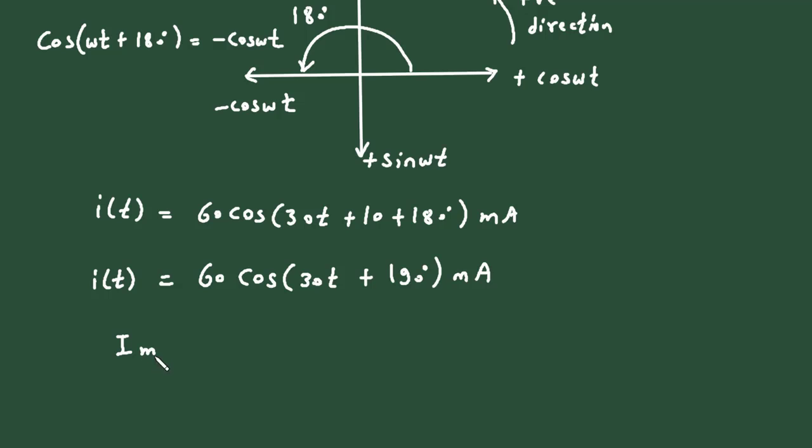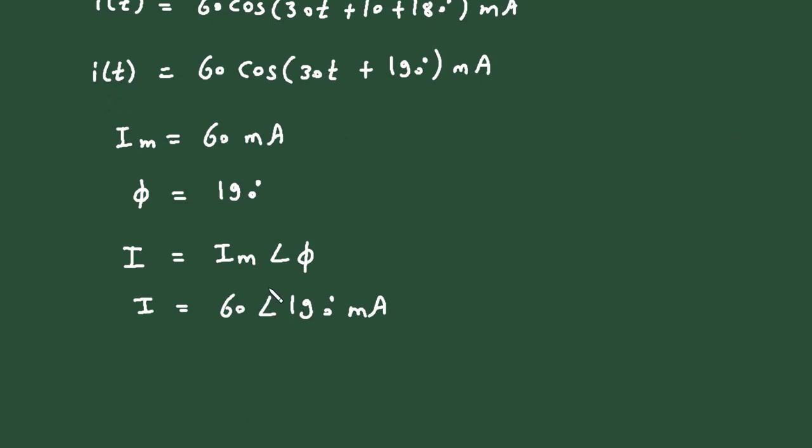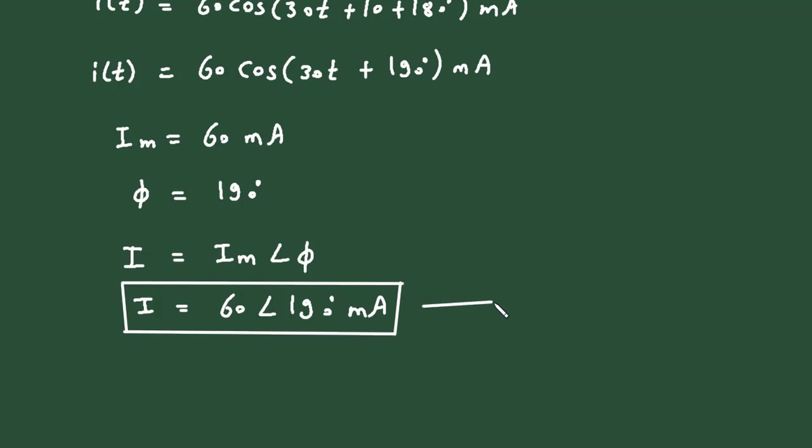From here we can say Im is equal to 60 milliampere, and the angle value is 190 degrees. So I is equal to Im at an angle φ. Therefore I is equal to 60 milliampere at an angle of 190 degrees. So this is the answer in phasor form, in the phasor domain.